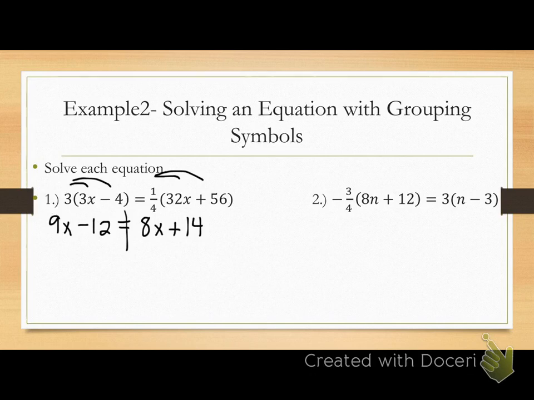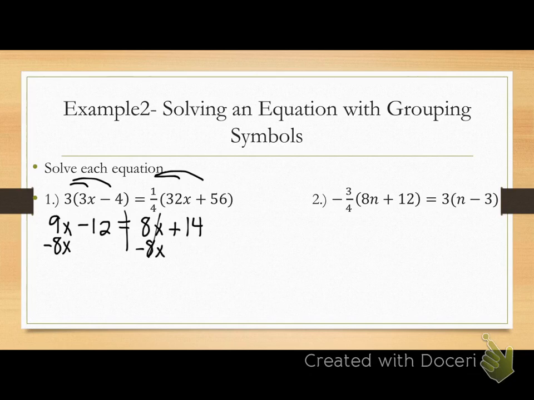At this point, what do I need to do? Subtract 8x from both sides, right? I'm trying now to get all my variable terms to the same side of the equation. So I can do that by either subtracting 9x from both sides or subtracting 8x from both sides. But what would happen if I subtracted 9x? What would I get in front of the x? A negative 1, right? So I'm going to avoid that by subtracting 8x on both sides.